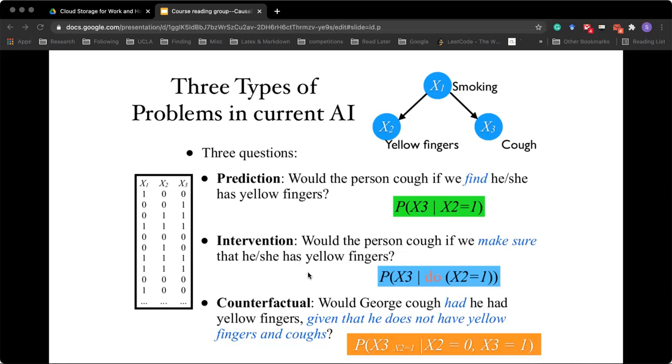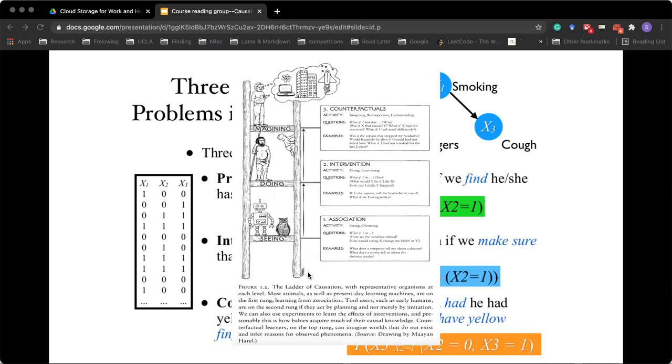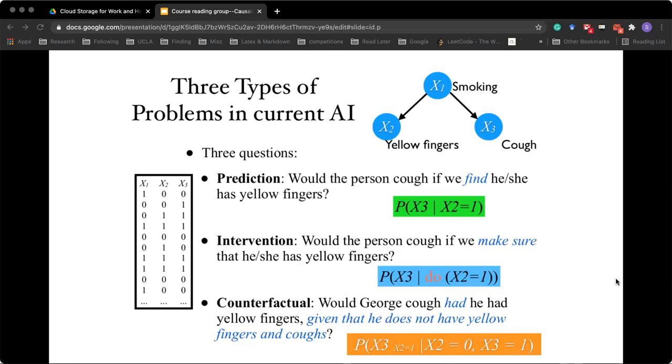I believe the point is to distinguish intervention from the prediction problem. But actually what we were discussing before, they are already counterfactual problems. Okay. So? Yes. Do you mind me adding something about counterfactual? Of course.